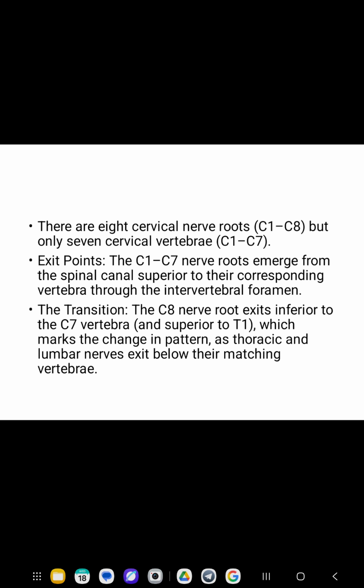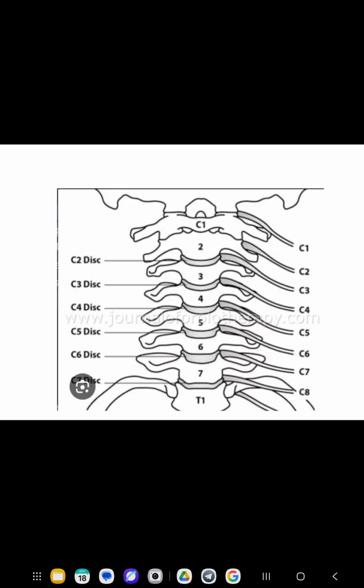In the cervical region, the nerve root arises superior to the corresponding vertebra, through the intervertebral foramen. If you take C3, C4, the C3 nerve goes above the C3 vertebra, and between the C3 and C4 vertebrae is C4. If you take C6, C7, the exiting nerve is C7. C7 is exiting, so C8 will be going below the C7 vertebra.